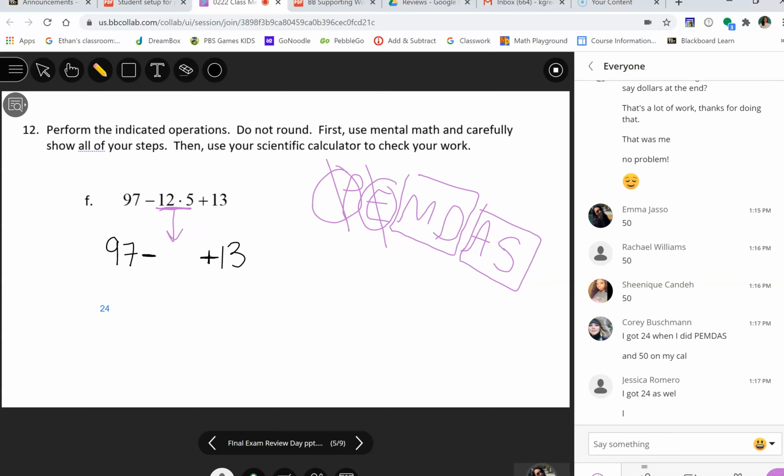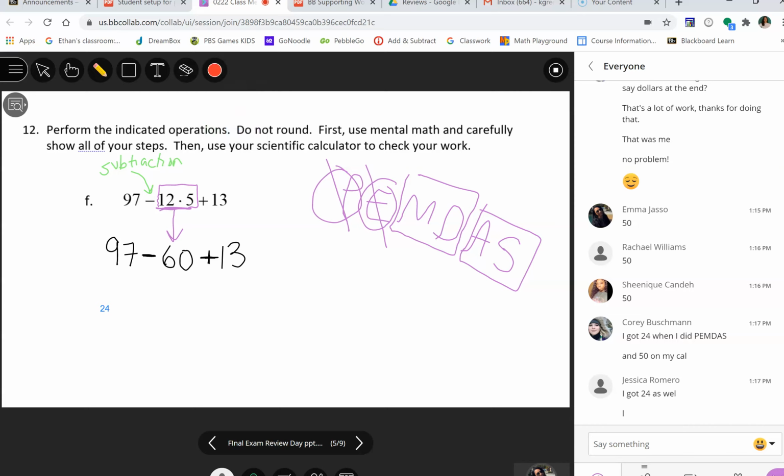Okay, right now, according to PEMDAS, I have to multiply or divide before I add or subtract. So let's do it. The only thing getting multiplied is the 12 times 5. This symbol is subtraction. That comes later. Okay, so on my calculator, 12 times 5 is 60. So I'm going to write in 60 there. Now, here's probably what got you if you got the answer wrong.